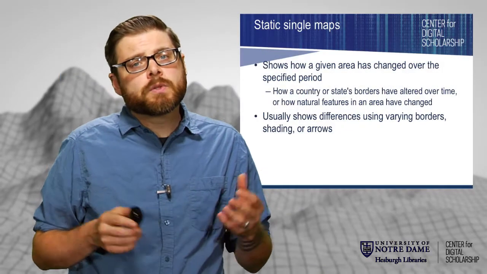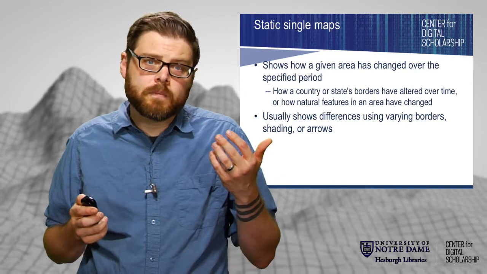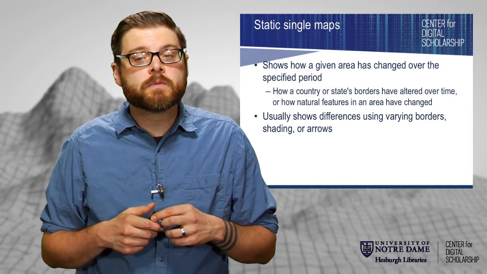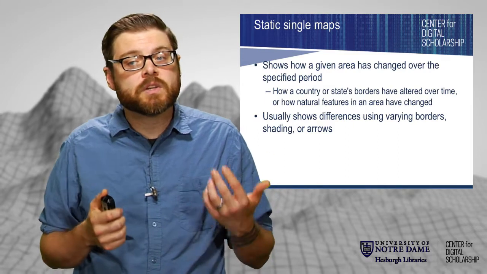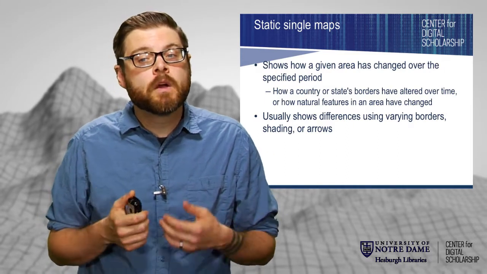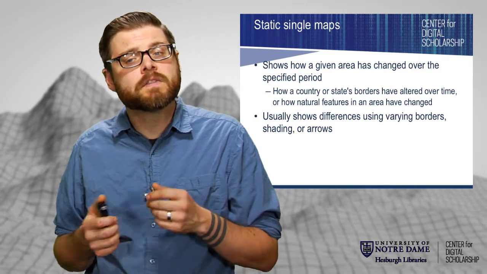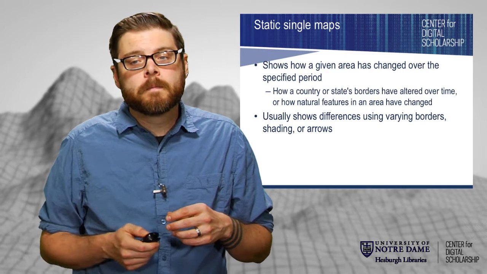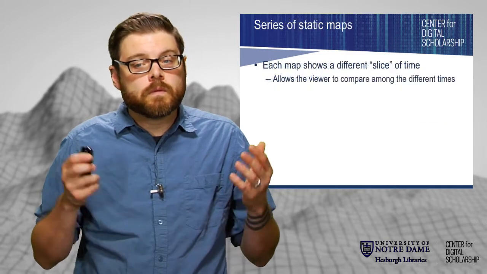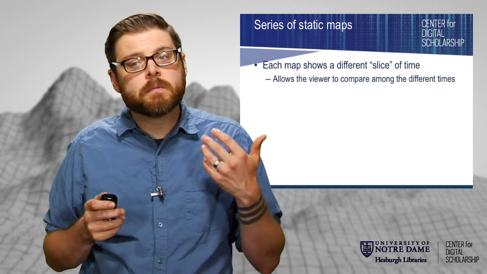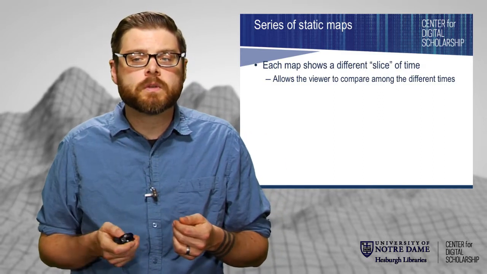Now we can also show time by looking at a series of static maps, a time series, if you will. So this could show something like how a country or a state's borders have altered over time, or how natural features have changed by showing individual slices of time. Essentially we're looking at a different slice of time across each one, allowing ourselves to compare between the different times as we're looking at them.